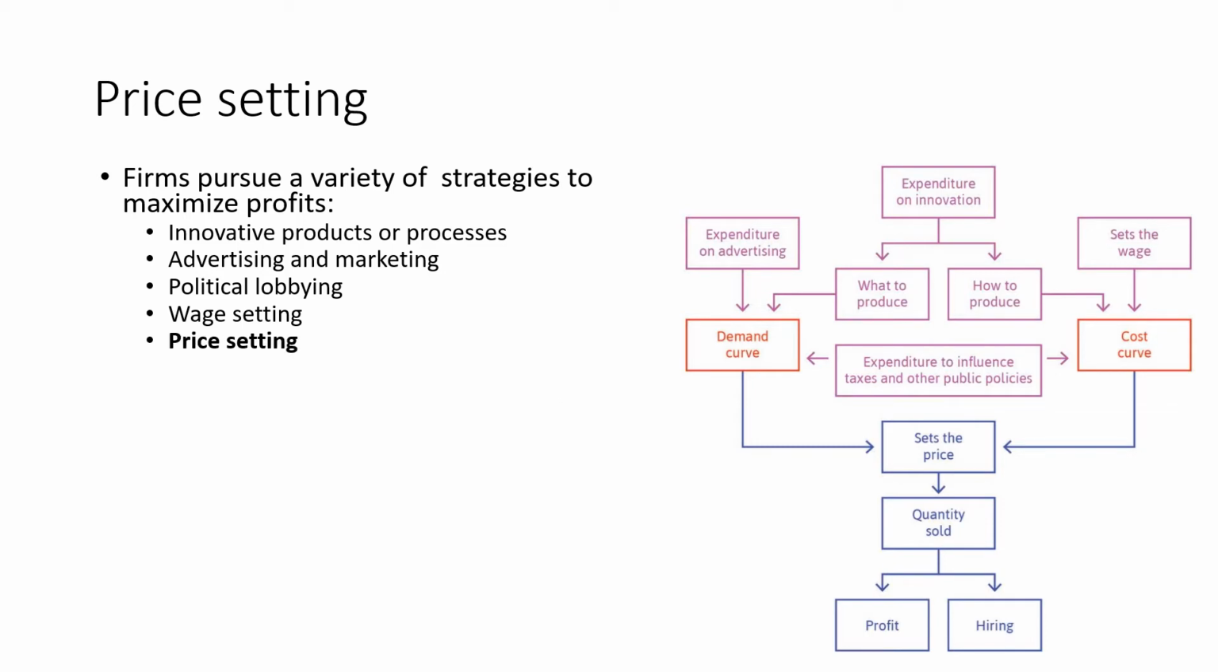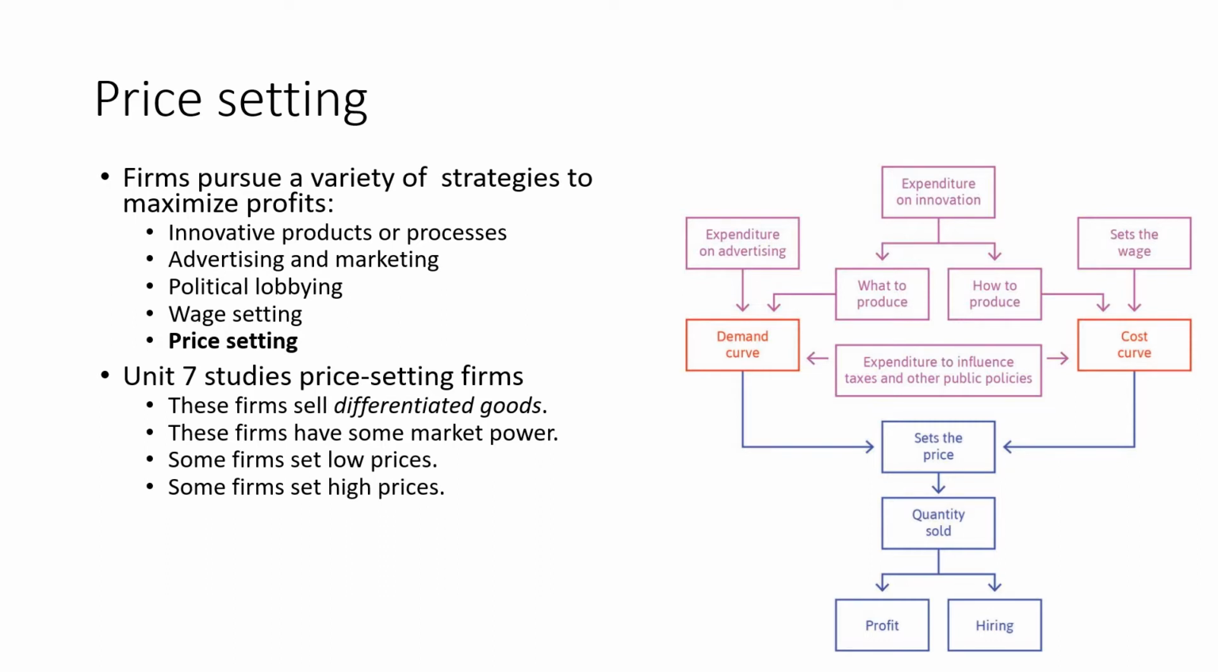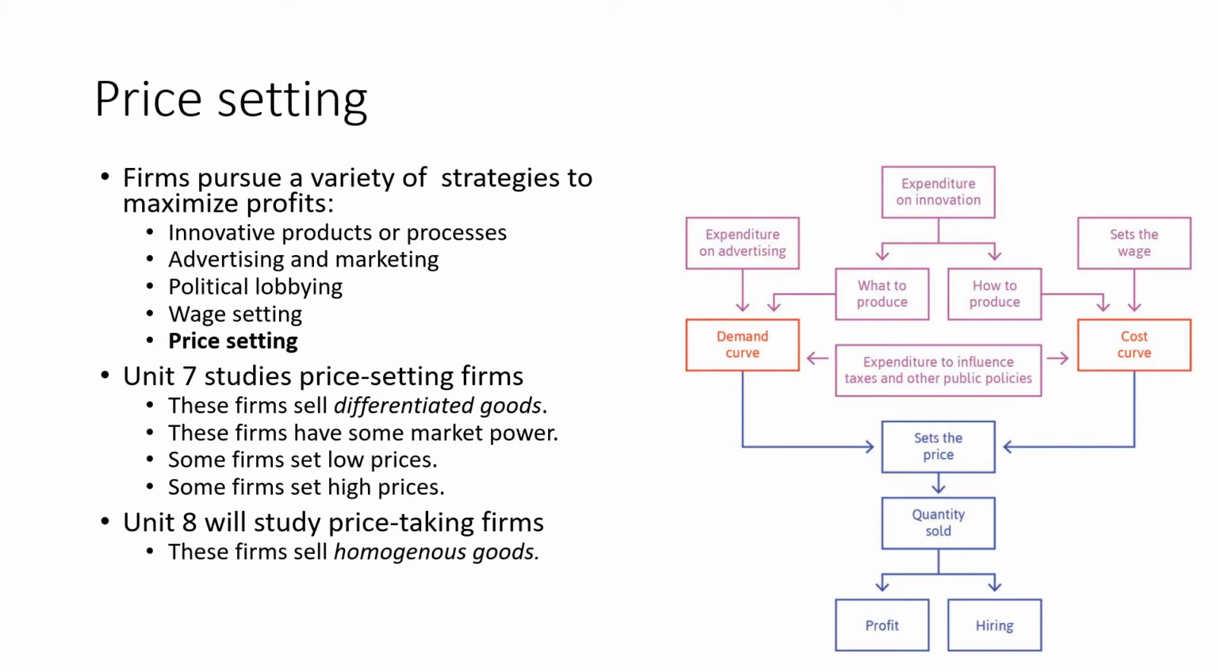In Unit 7, the firms that we are going to be talking about sell differentiated goods. They have some market power, some firms set low prices, and some set high prices. On the other hand, in Unit 8, we'll study price-taking firms. In a price-taking firm situation, these firms sell homogeneous goods. They have no market power, and they all sell at the market equilibrium price.